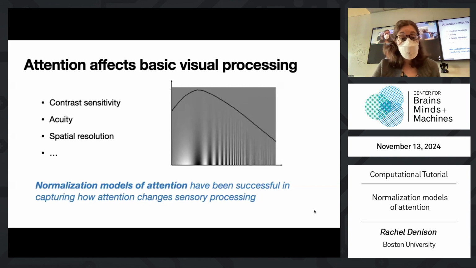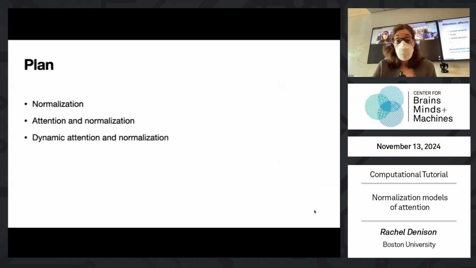And the nice thing is that these models have made really quantitative predictions about how attention changes sensory processing that have been confirmed and tested and then iterated on to improve the models, right? So it's this nice example of a virtuous cycle of experiment and theory.